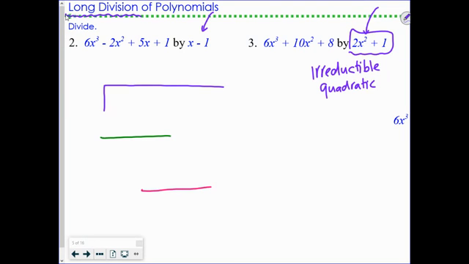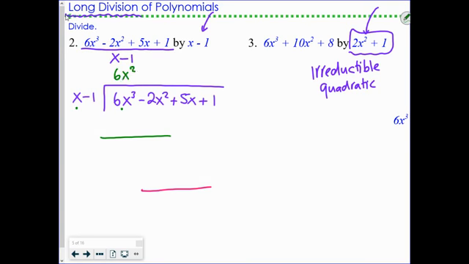So let's go through long division. We're going to use the same process we just used to divide 208 by 12, but now we've got 6x cubed minus 2x squared plus 5x plus 1, and we're going to divide it by x minus 1. It's the same idea. Put the top dog in the house and the divisor on the outside, but now we have to step through. The first thing we do is take 6x cubed and divide it by x. That would give me 6x squared.